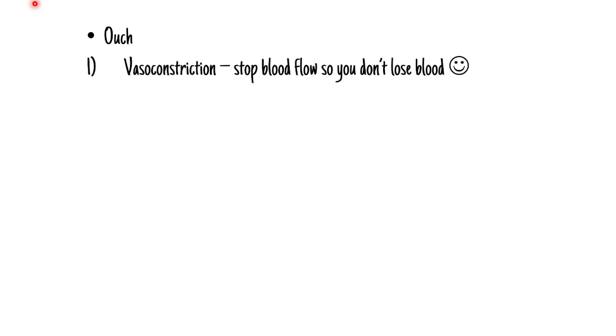The first step is vasoconstriction. So you've got your ouchie, and the blood vessels local to the area are going to constrict to stop the blood flow, which means you don't lose blood, which is good because then you don't die.